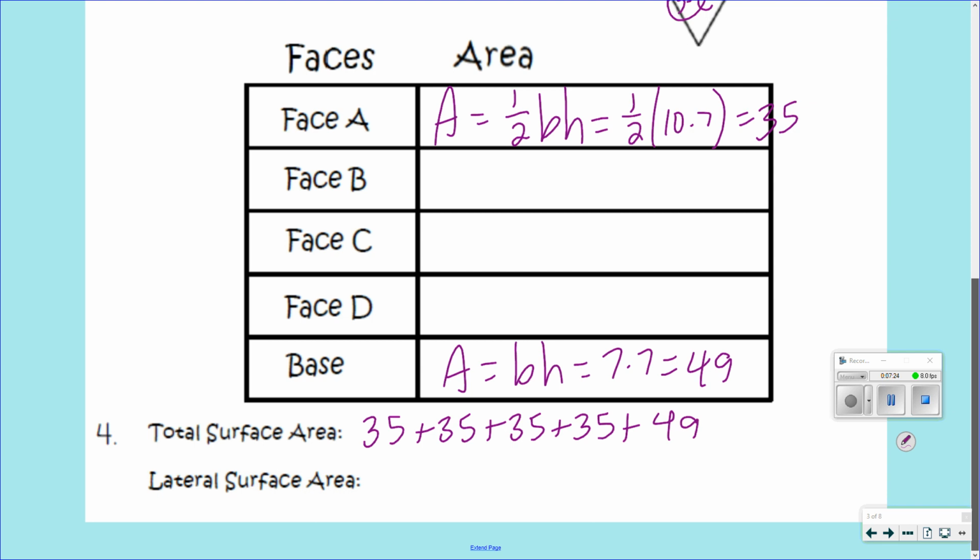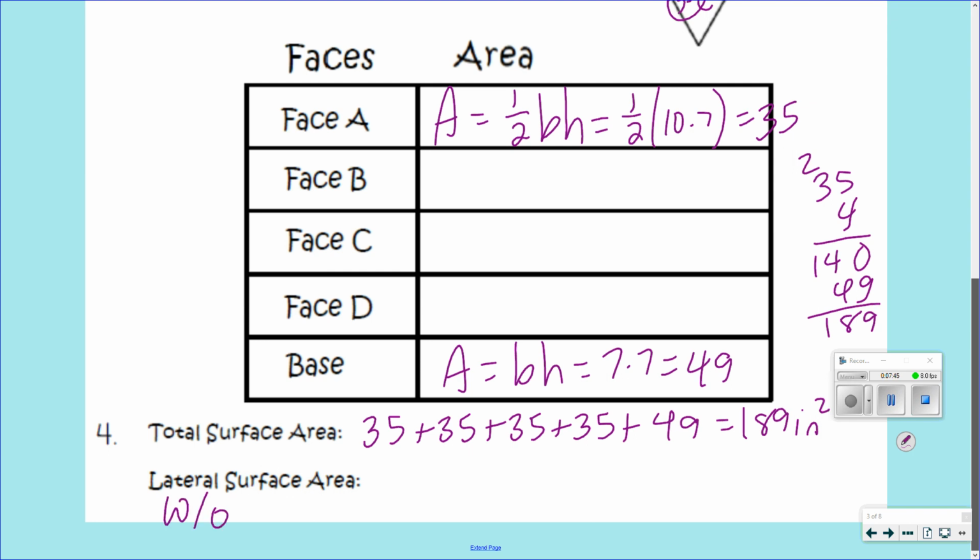Is everybody with me? So over here on my scratch work, I would just do 35 times 4 because it's easier. So I get 189. Did you guys get 189? Square inches. Now, if they said lateral, this one is going to be without what?